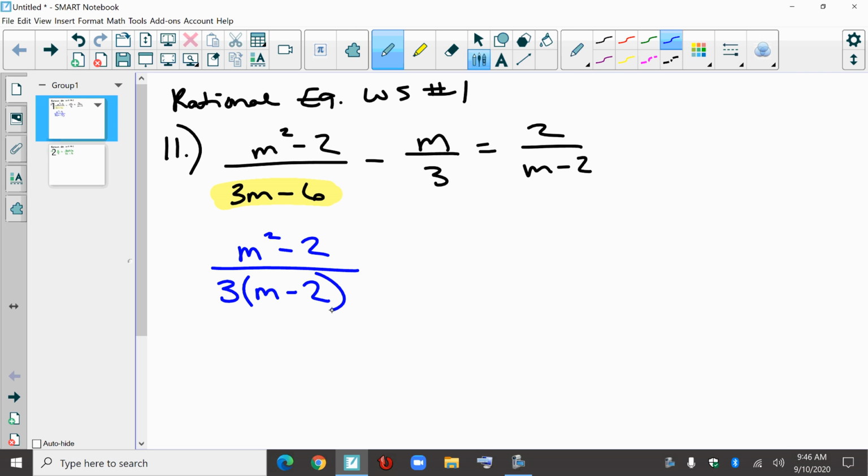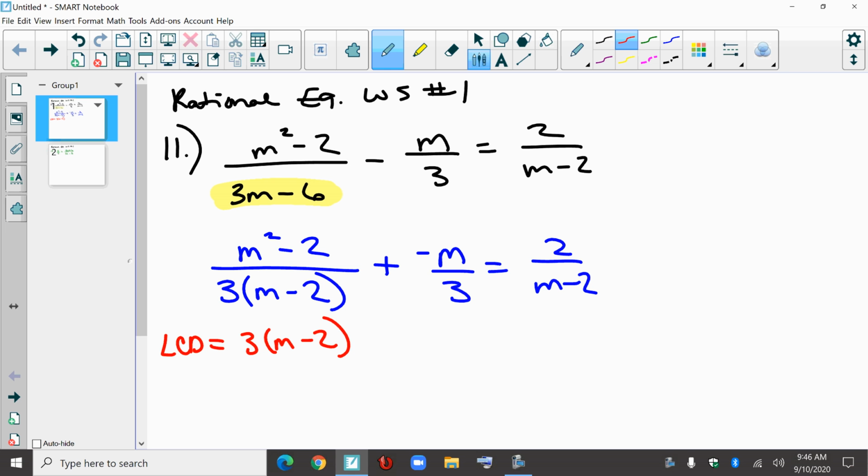I'm going to change the subtraction to addition, and I'm going to drop everything else down because nothing else is factorable or has a GCF. So from there, I'm going to go ahead and find my LCD. My LCD is going to be 3 times m minus 2. So I'm going to multiply this entire equation by 3 times m minus 2. Okay?